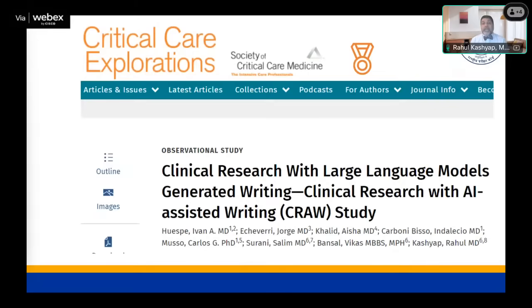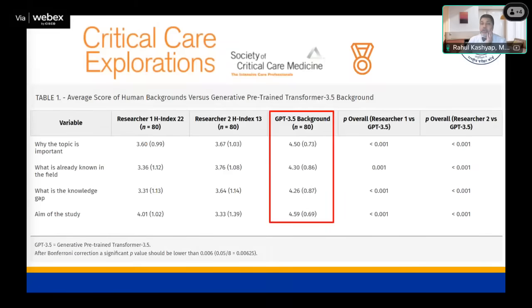ChatGPT. Then we asked people who have published at least one paper, 80, 90 people, either doctors, nurses, medical students, residents, pharmacists, computer scientists. We asked them, can you look at these and tell us which is written by AI and which is written by humans? Guess what? They could not differentiate. And we asked a second question: which is better? And ChatGPT hands down beat both the mid-level professor and the senior professor.